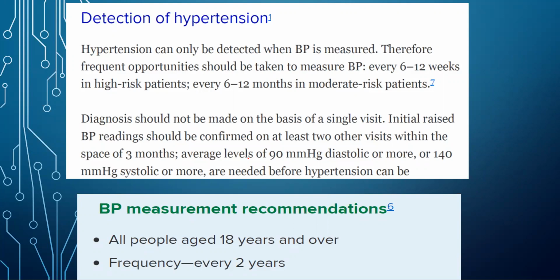Now, hypertension, how do you detect hypertension in a patient? Can you diagnose someone as hypertensive with just a single visit, a single time the patient has high blood pressure? No. If you get an initial raised blood pressure, you should confirm it at least on 2 other visits within the space of 3 months. So within the next 3 months, you should find out if this patient has two other increased blood pressure readings, only then can you say that this patient has hypertension.